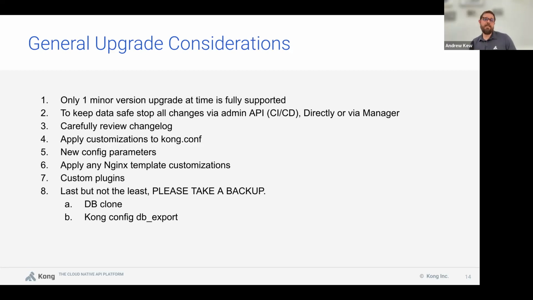If you've got any customizations to Kong itself or the Kong configuration, make sure you reapply that in your new instance. Any new Kong configuration parameters, make sure you've added those. And again, that's highlighted in the changelog. If you've had to customize your Nginx template, you need to make sure those customizations are ported across, especially with Kong 3. There has been a change to the Nginx template. So if you have duplicated it within your environment, you're going to have to, unfortunately, either manually or try with Git, merge the changes between the two templates.